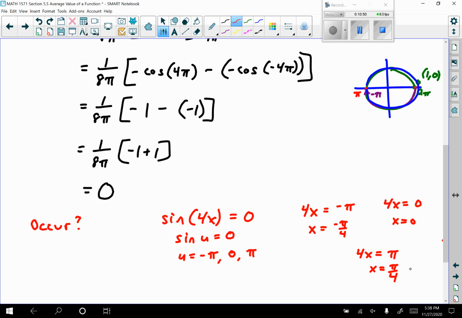So a little more challenging with this one. This average y value of 0 occurs when x is negative pi over 4, 0, and then pi over 4.